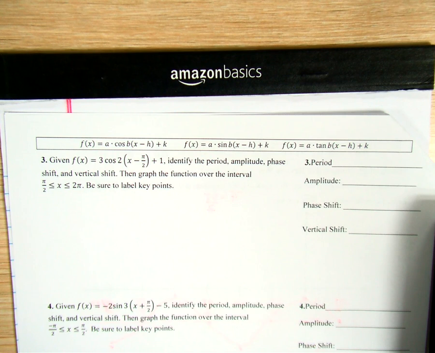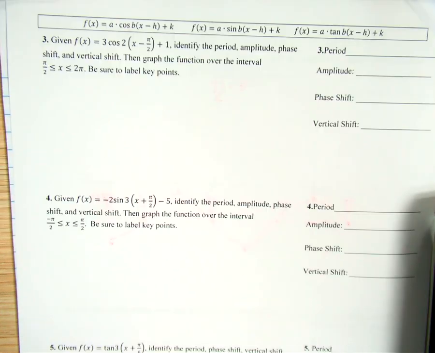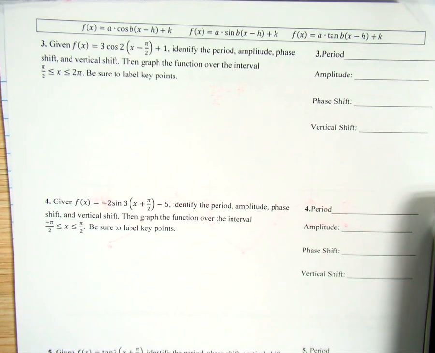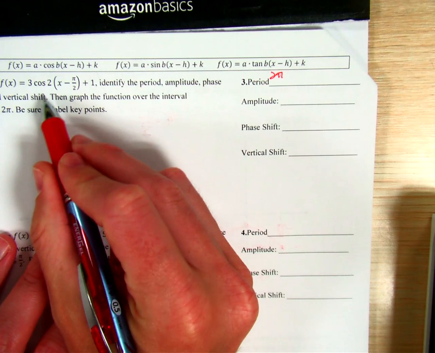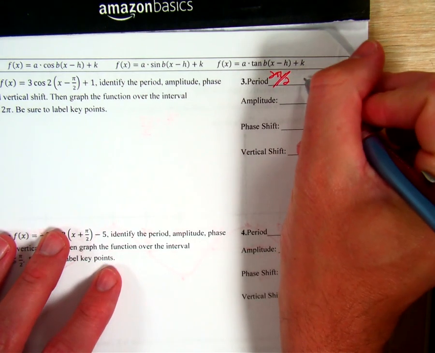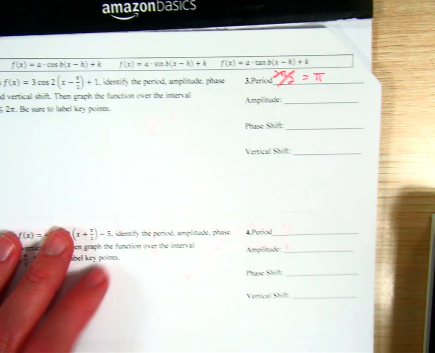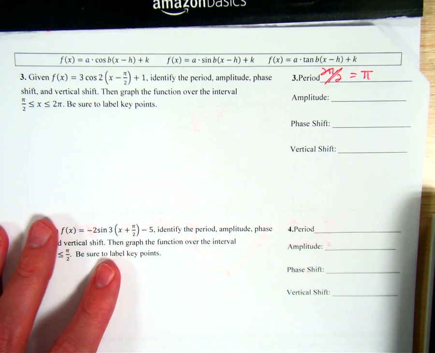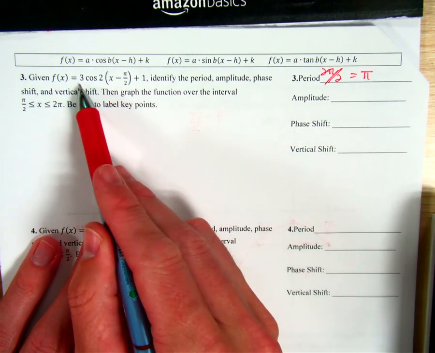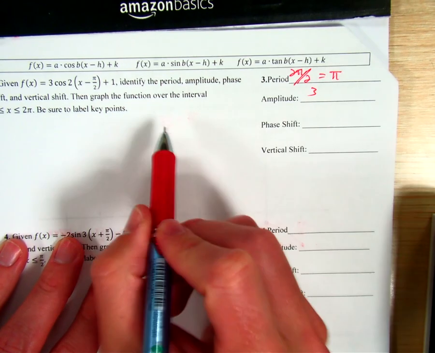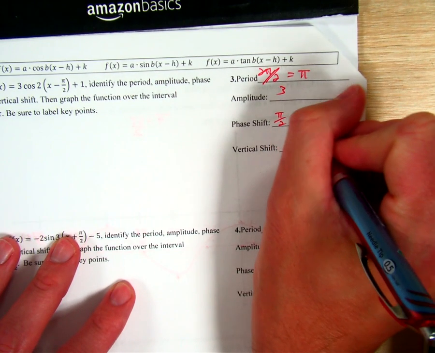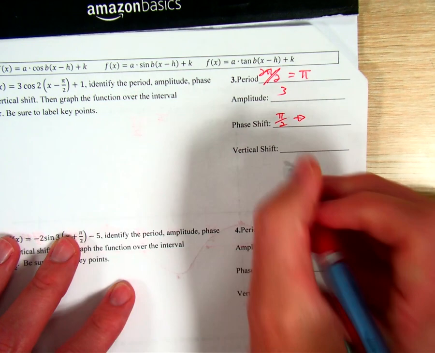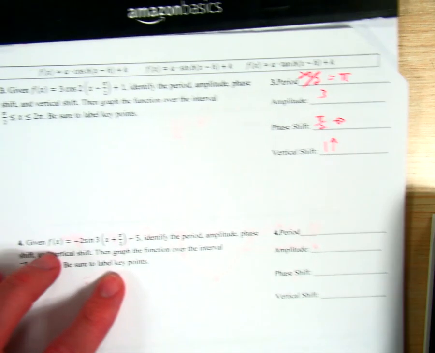3 times cosine of 2 parentheses x minus pi over 2, plus 1. Normal period is 2 pi. We got a times 2 on the inside, so we're going to divide by 2, and the period there is pi. Okay, amplitude, we got a times 3. Phase shift, pi over 2 to the right. Remember, it's opposite, so pi over 2 to the right. Vertical shift, plus 1, we're up 1.